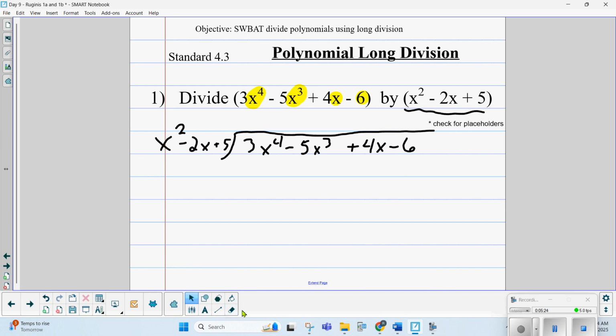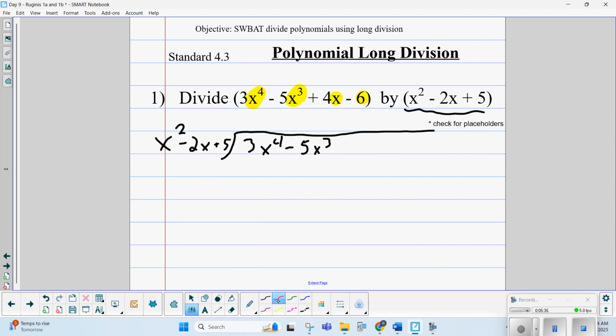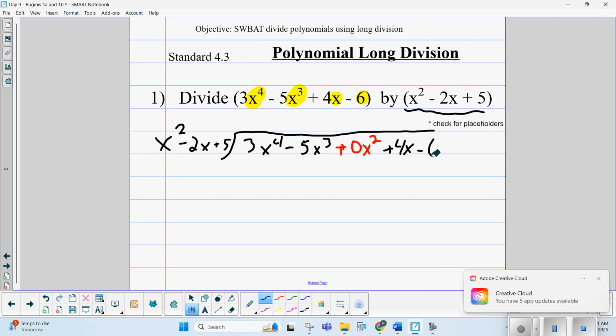So all we do, we go x to the 4, then we have x cubed. We're just going to put in a thing to hold the place of x squared. Since we don't have any x squareds, we're going to say plus 0x squared. And then we'll do plus 4x minus 6. All right. From here, 1b, you should be able to do the long division. Honestly, 1b, if you want to do the long division and then jump forward and make sure you got it right, go for it.